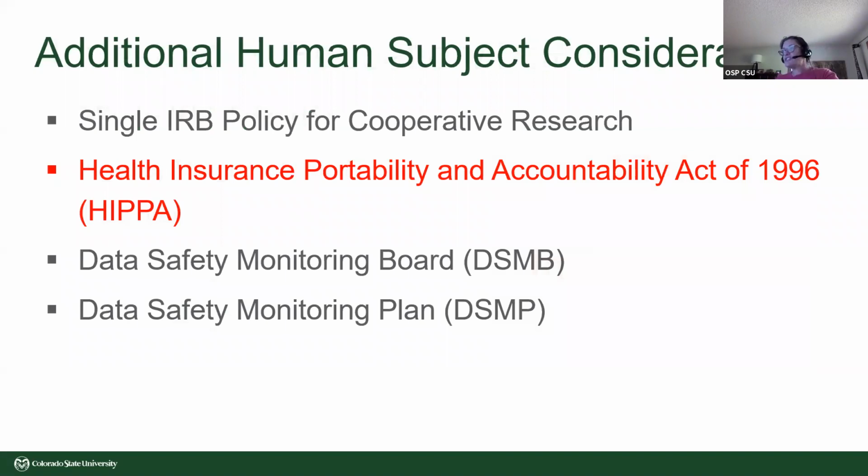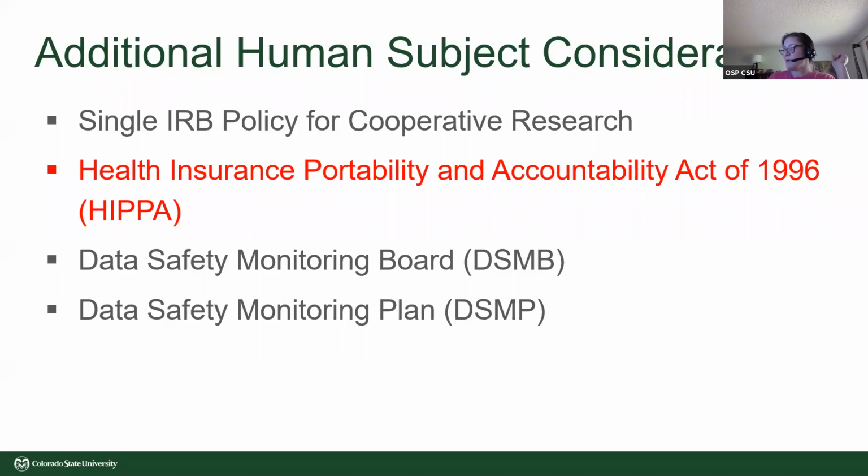Okay, additional human subjects considerations. One single IRB. This applies to projects that involve multiple institutions, typically institutions located within the US that are engaged in collaborative or cooperative research. They have to have a single IRB for the portion of the research that's conducted in the US. And there's a lot of good information on NIH's website on the single IRB policy, so you can go read a little bit more about that.